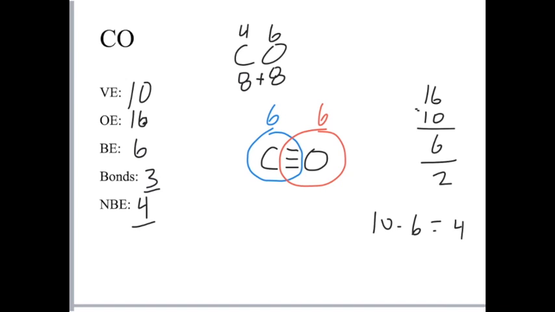So what that means is I need to add 2 more electrons to both of them, so that way they can feel like they have 8, which means my Lewis structure should look something like this. And there would be the Lewis structure for what would be called carbon monoxide.